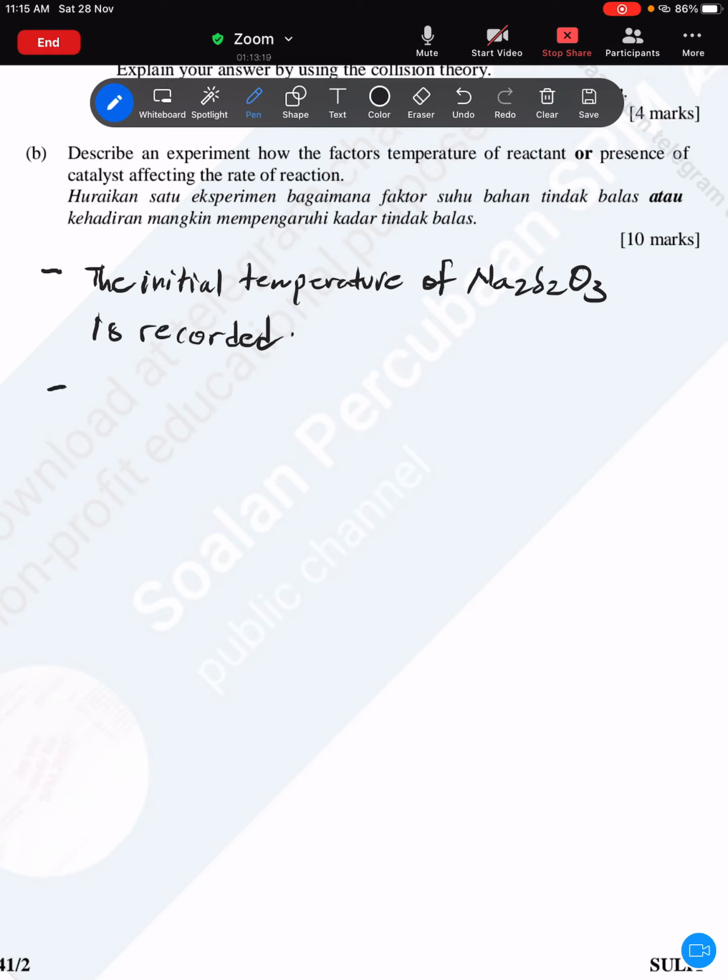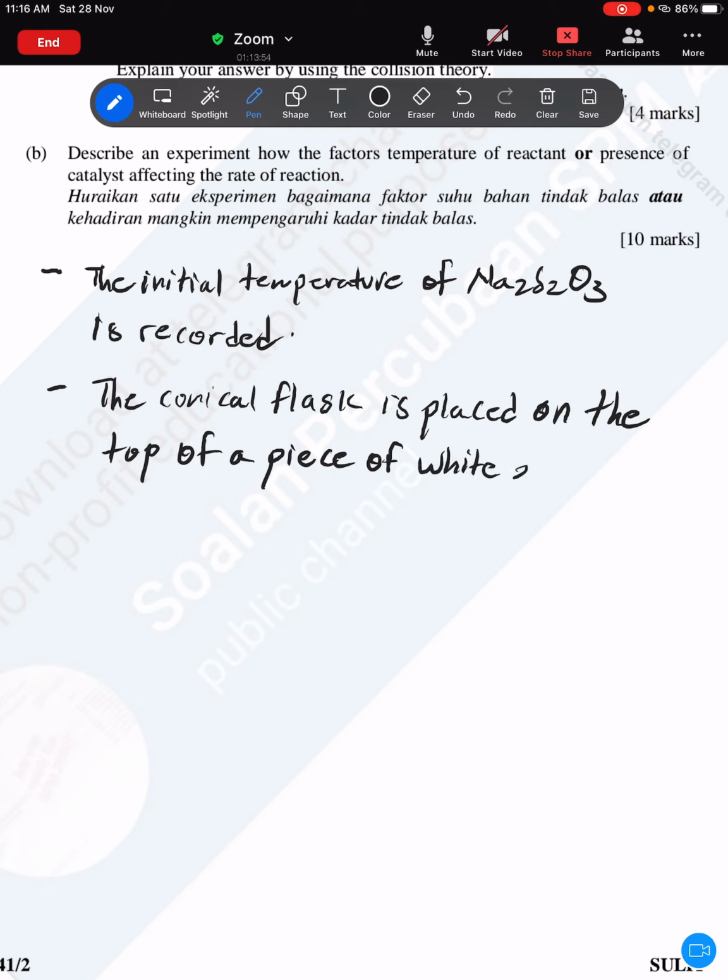And the conical flask is placed on the top of a piece of white paper marked with X.